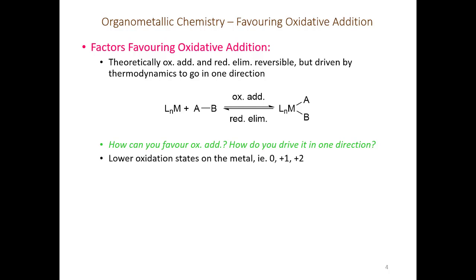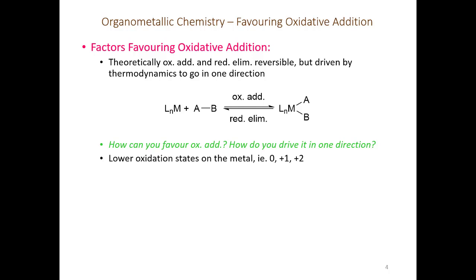Well, to make the metal complex more reactive, you can have a lower oxidation state. And this makes the metal more electron rich and more reducing. Moreover, it also makes the higher oxidation state more stable because there's less positive charge buildup on your metal center.